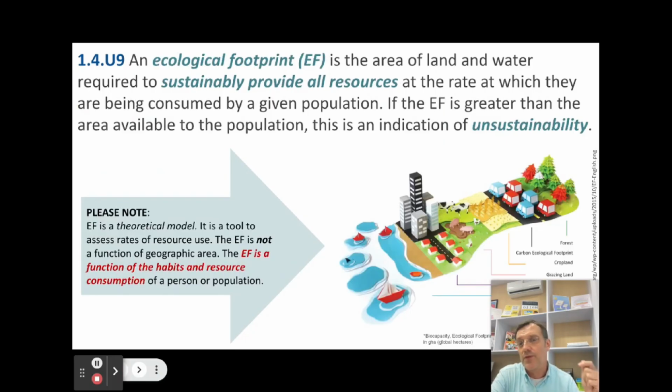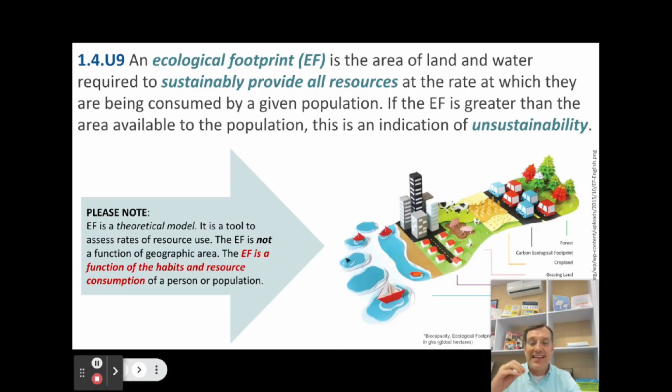Here's another tool that decision makers can use to guide their planning process as part of an environmental impact assessment. It's called an ecological footprint. All right. This is an area of land and water that is theoretically required to provide everything that we need to stay alive sustainably. That means indefinitely, right? If the ecological footprint is greater than the area available to a particular population, then that means the population, their habits of resource use and consumption are not sustainable, right?